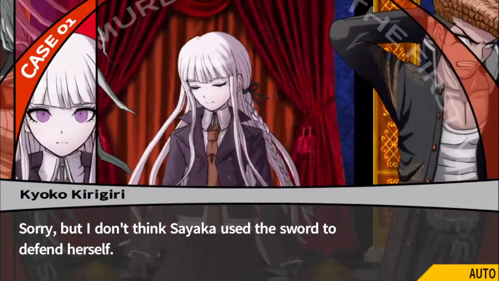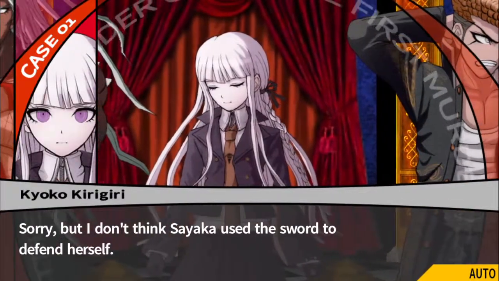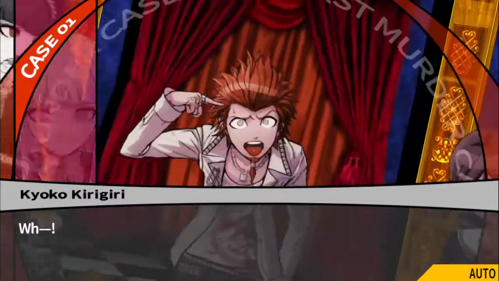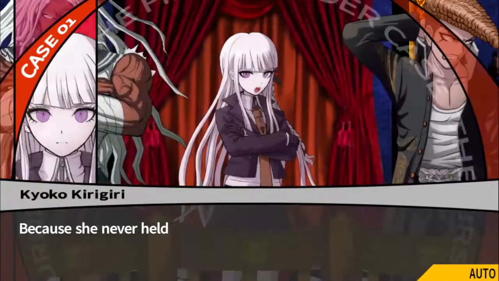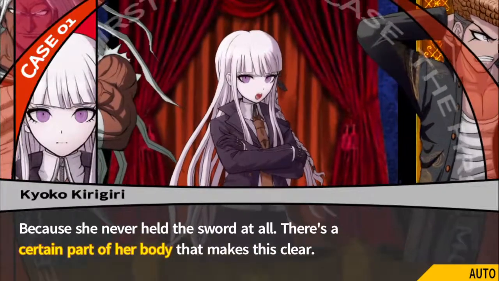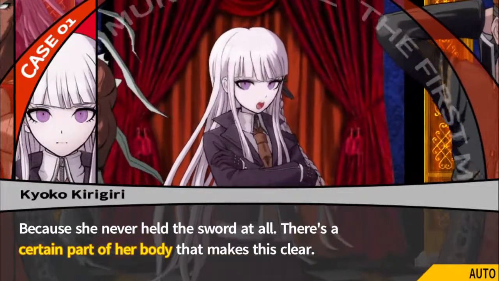Sorry, but I don't think Sayaka used the sword to defend herself. What? How the hell can you not think that? Because she never held the sword at all. There's a certain part of her body that makes this clear.